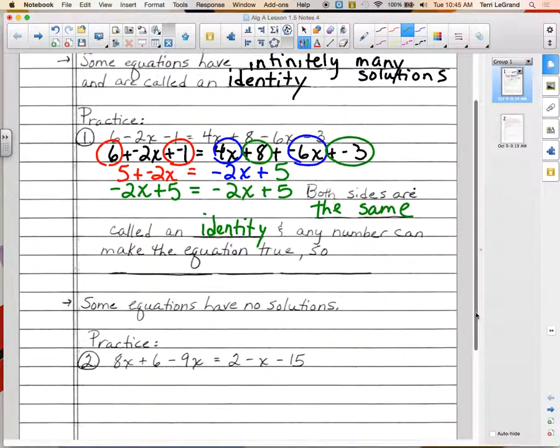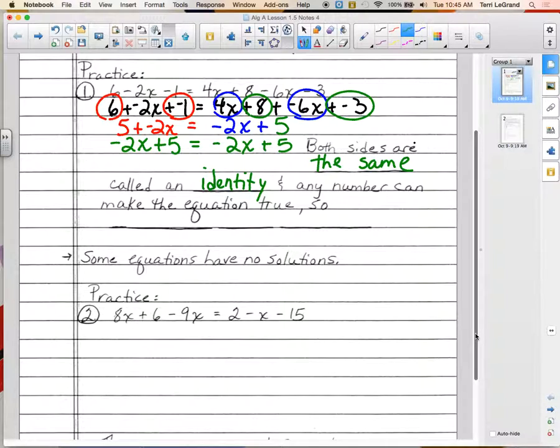Okay, so we call them identities because they look exactly the same, okay? And any number can make that equation true. In other words, if you pick any number you want from the number line and you put it into that equation, it will make it true. So I want you to mentally pick a number that you want x to be, since it can be any number you want.